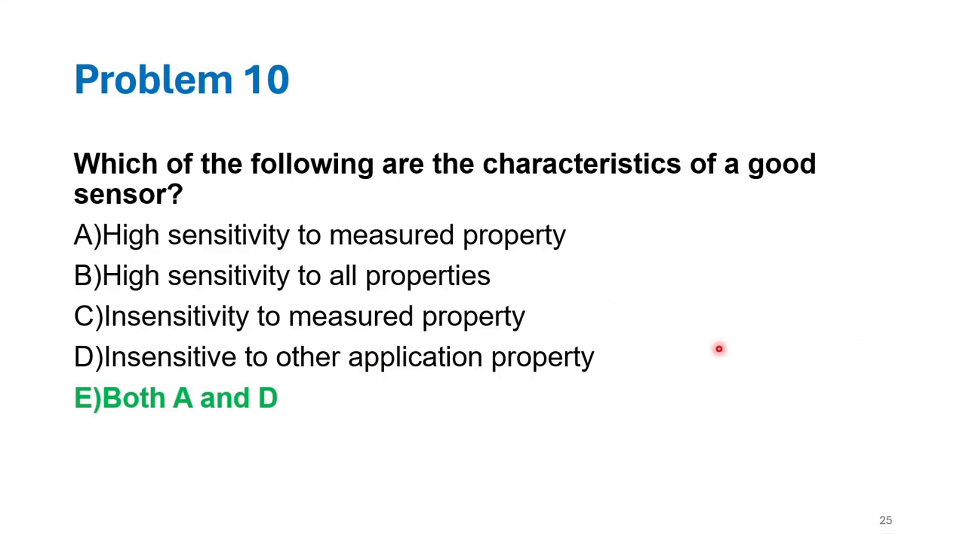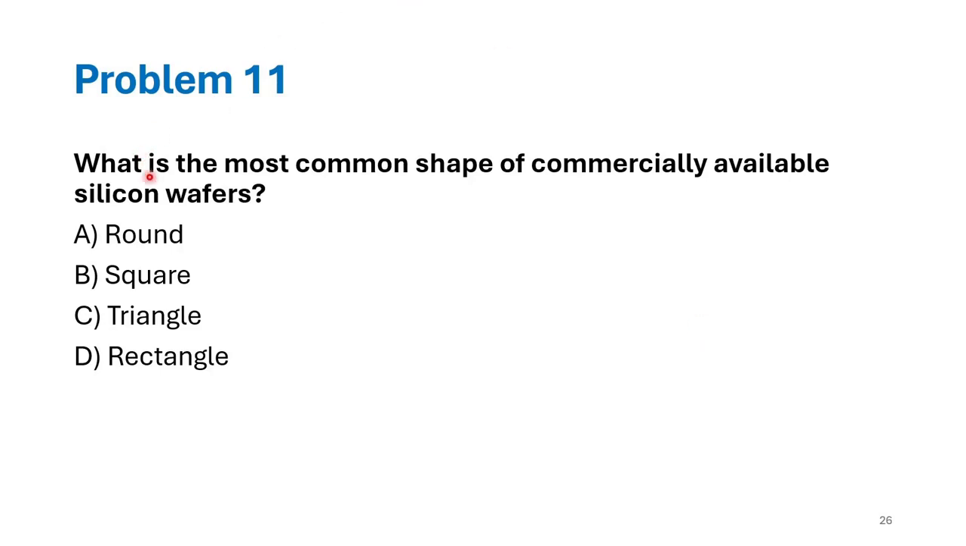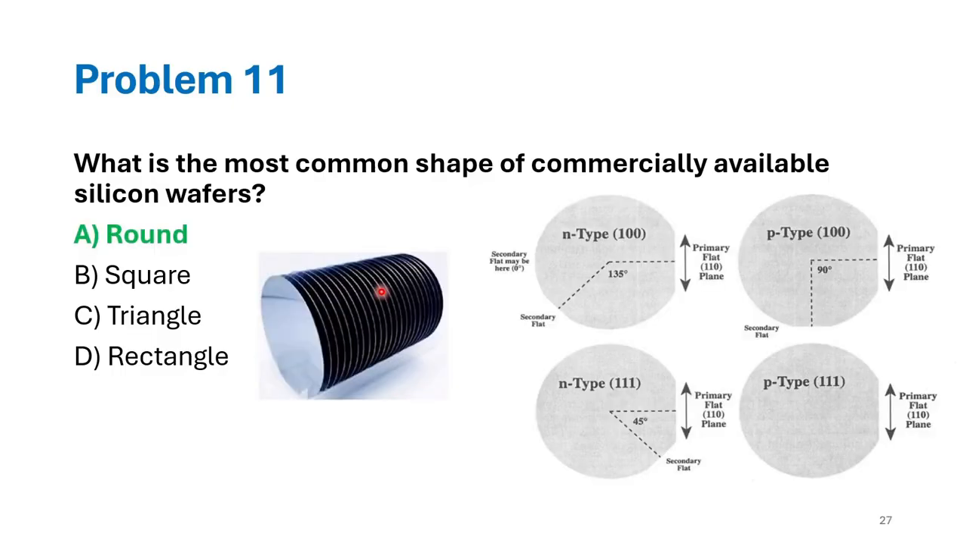So next problem, problem number 11. What is the most common shape of commercially available silicon wafers? A. Round. B. Square. C. Triangle. D. Rectangle. So here we can see these are commercial silicon wafers. They are round in shape, not rectangle.